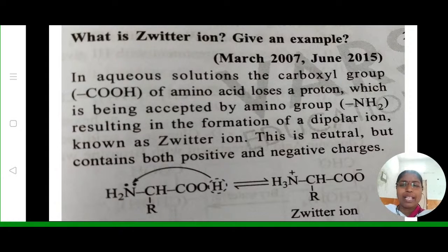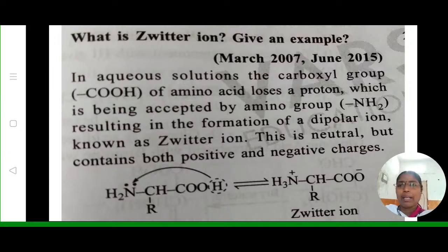Again, in the amino acid, the amine group is present. In this amine group, nitrogen is the central atom, containing a lone pair of electrons in its valence shell. This lone pair attracts the hydrogen present in the carboxylic group, forming the dipolar ions, that is NH3+ and COO-. These are the dipolar ions. The formation of that compound, the dipolar ion, is called Zwitterion.